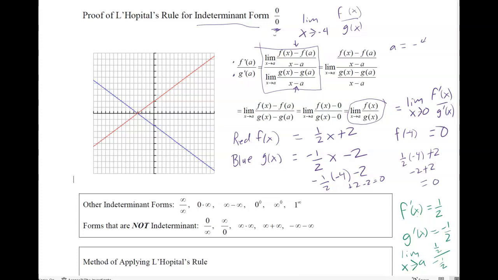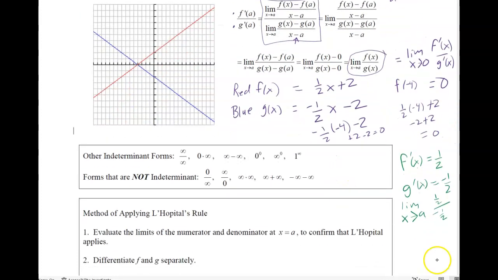So I would be able to use that information. I would be able to take the ratio of the derivatives and get the limit. The limit does exist, and it's negative 1. Now, if I made a composite function of the ratio of these two lines, if I actually graphed the ratio of these two lines, you would be able to see that the limit as x goes to negative 4 is negative 1.